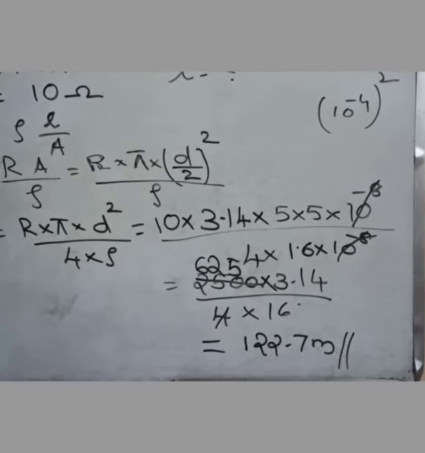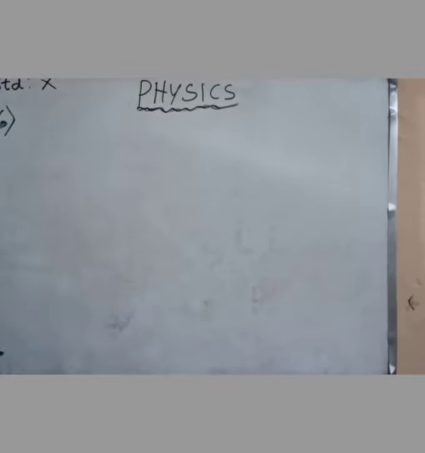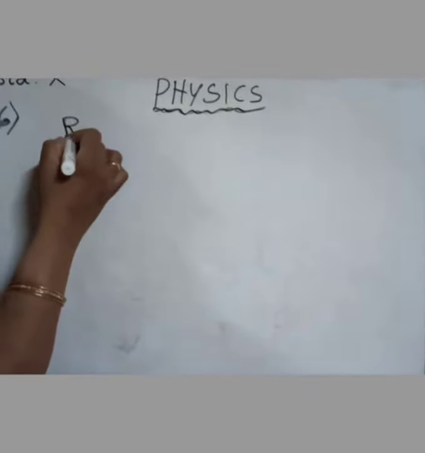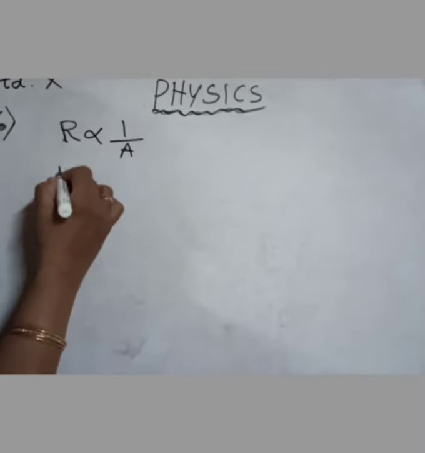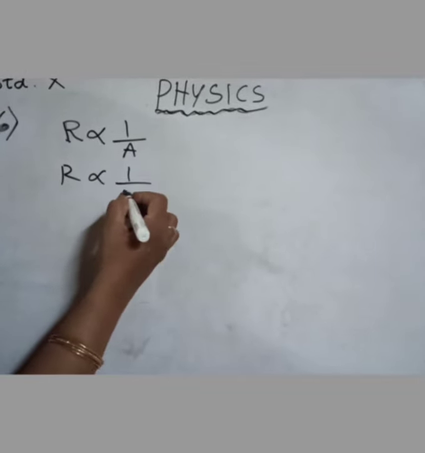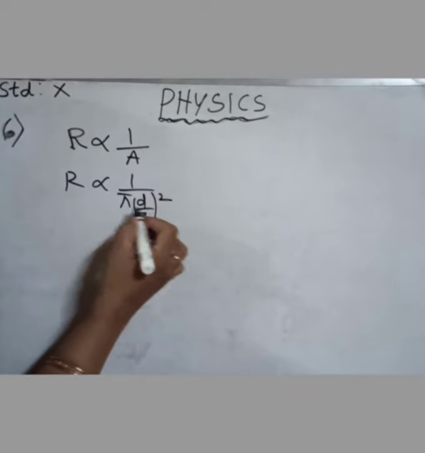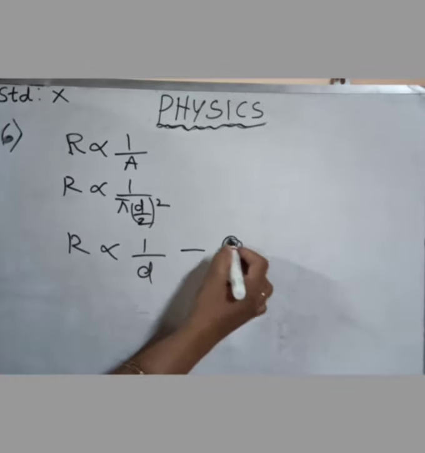What is the other section here? In the second section, you have to find out how the resistance changes if the diameter is doubled. We know that R is inversely proportional to area of cross section. Here, R is inversely proportional to area, which is pi d by 2 the whole square, no? So here also R is inversely proportional to d square.